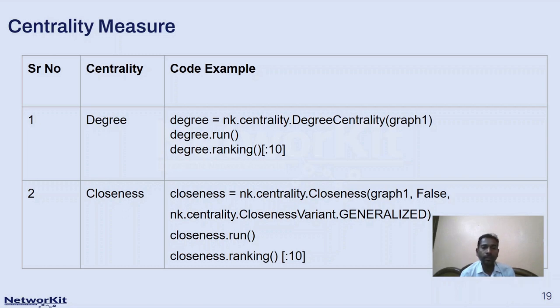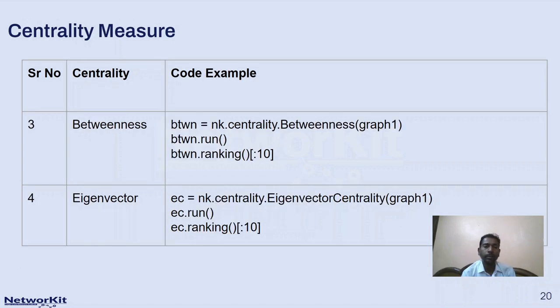Similarly for closeness, nk.centrality.Closeness, then we pass the graph, and here we are calling the generalized method of the closeness, then closeness.run, and then call the ranking. Similarly for betweenness, nk.centrality.Betweenness class, we have to pass the graph, then call the run method, then call the ranking, and the same for eigenvector centrality.